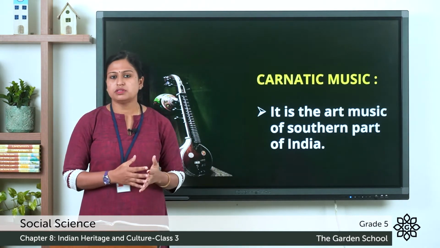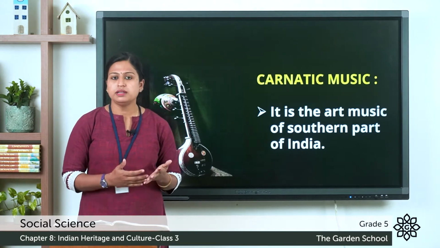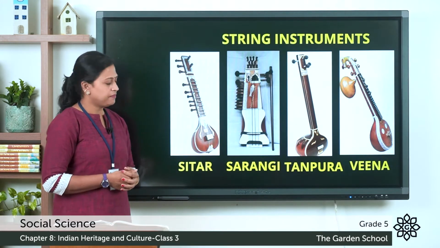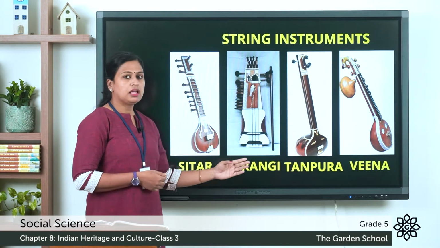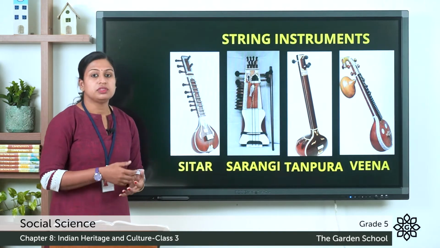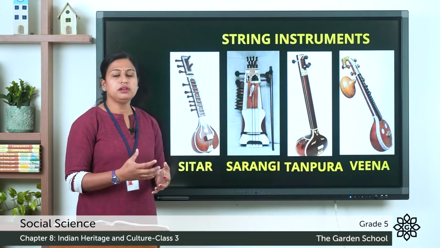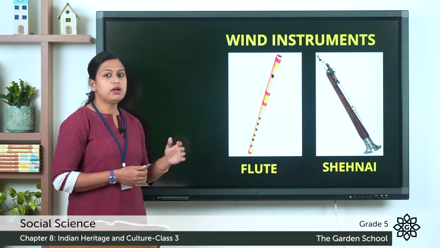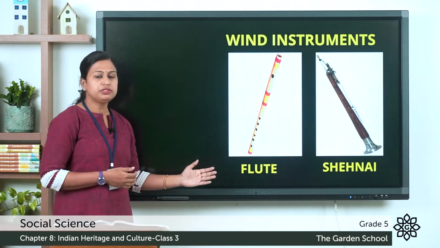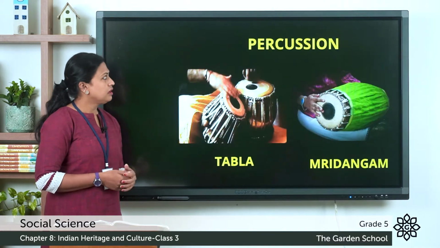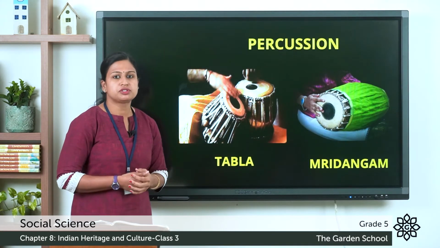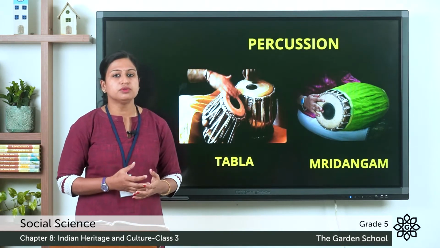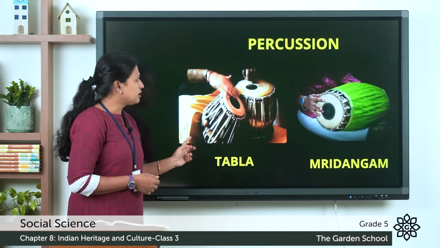Now, this classical music uses string instruments, wind instruments and percussion instruments. Let us see some of the string instruments. They are sitar, sarangi, tanpura and veena. These are a few string instruments commonly used in the classical music of our country. Next, we have wind instruments. They are flute and shehnai. And then we have percussion instruments. Some of them are tabla and mridangam. These instruments are used commonly in classical music.